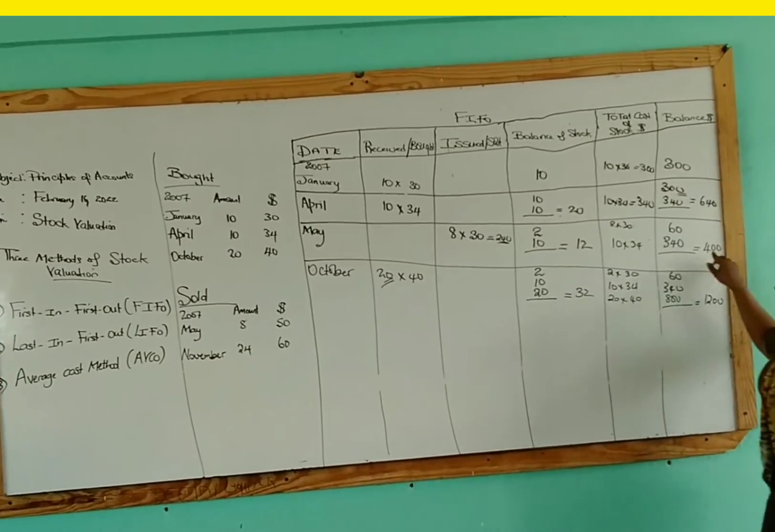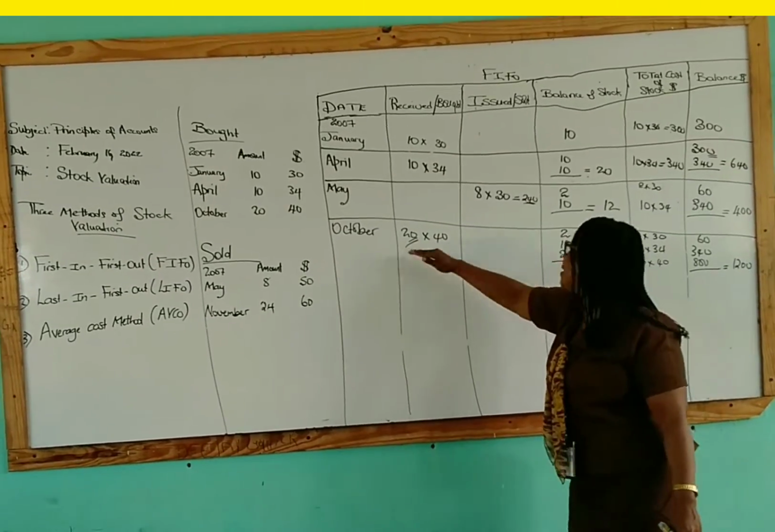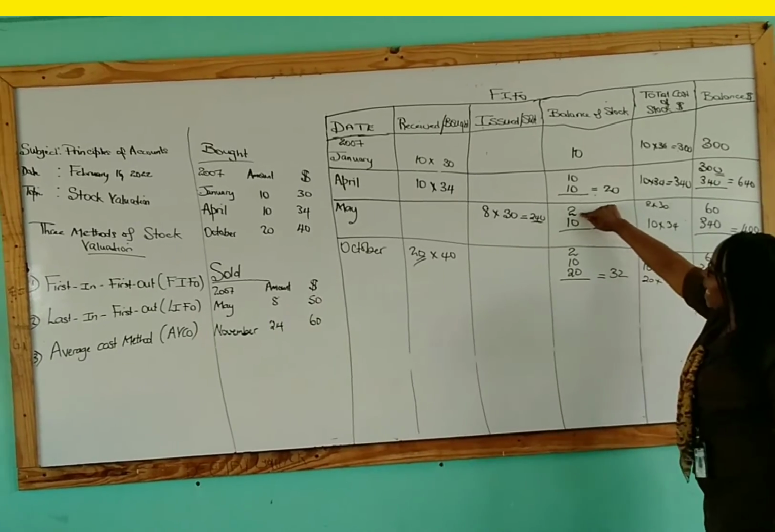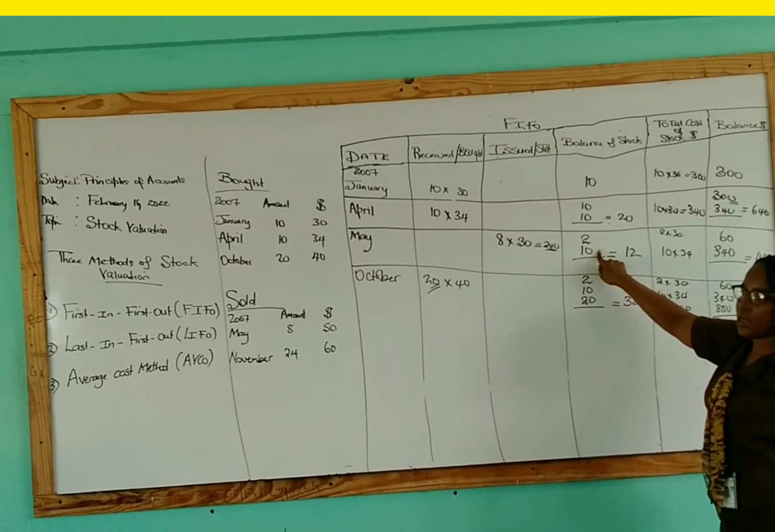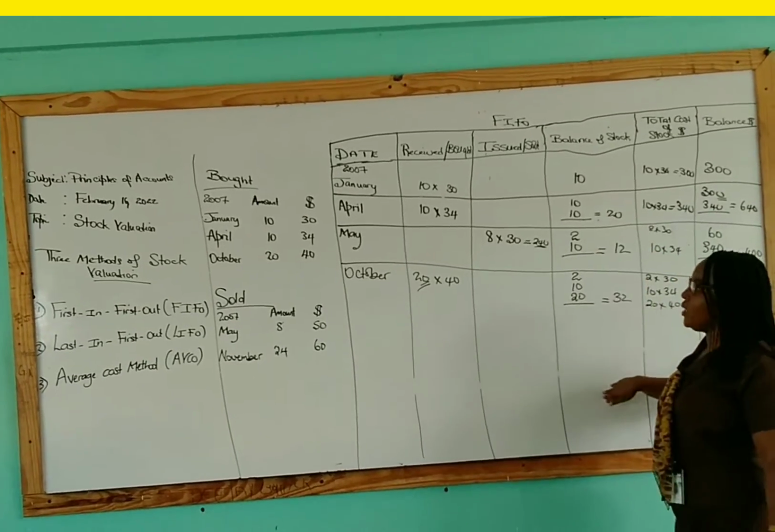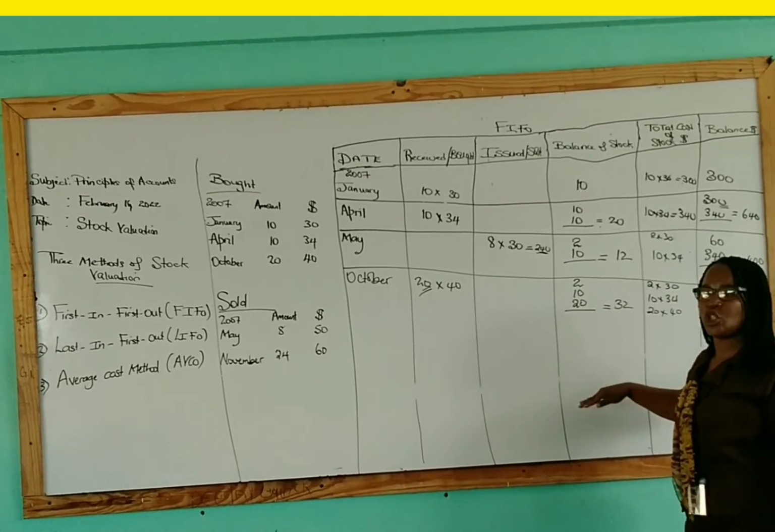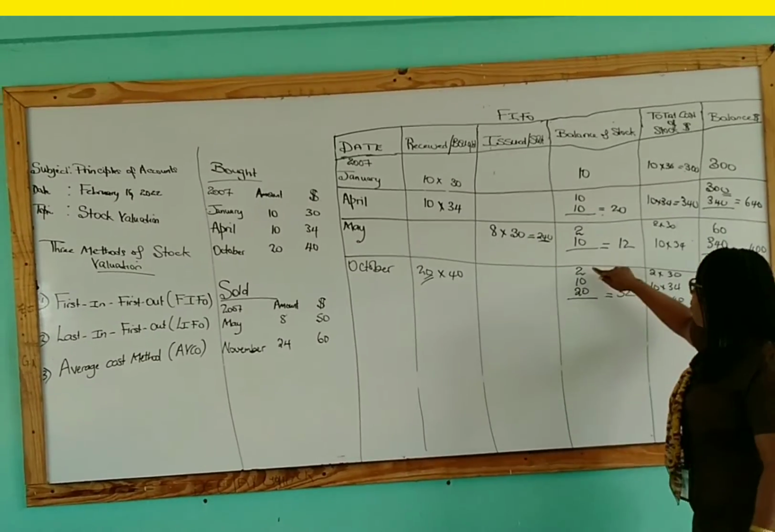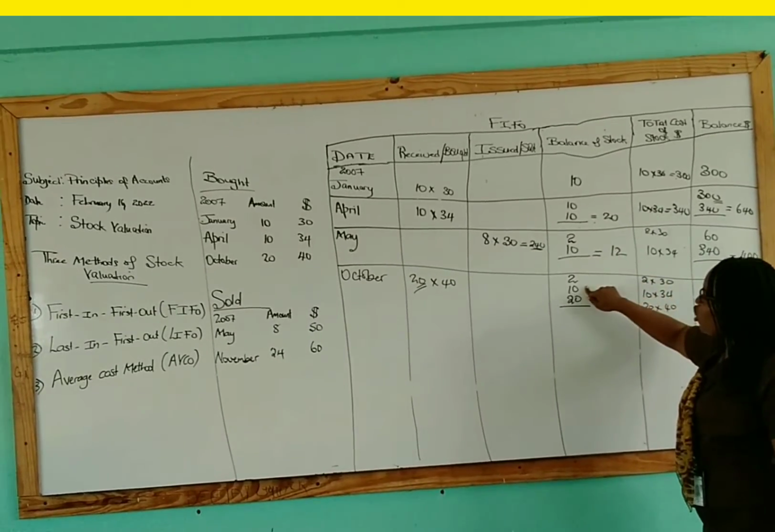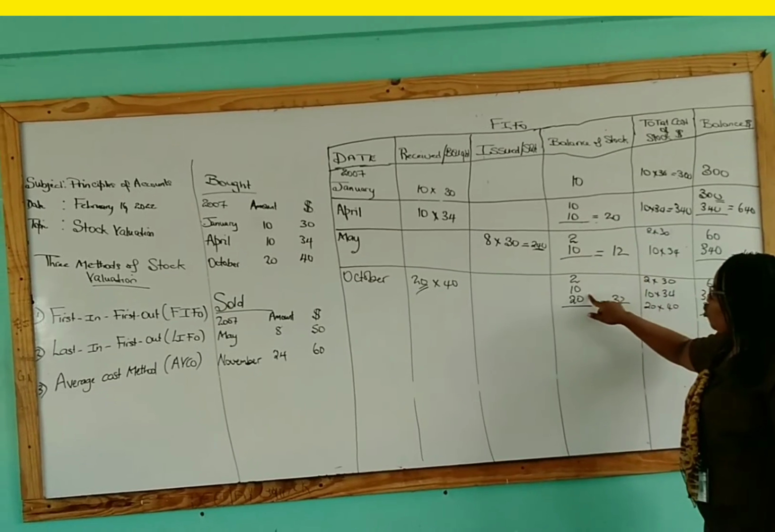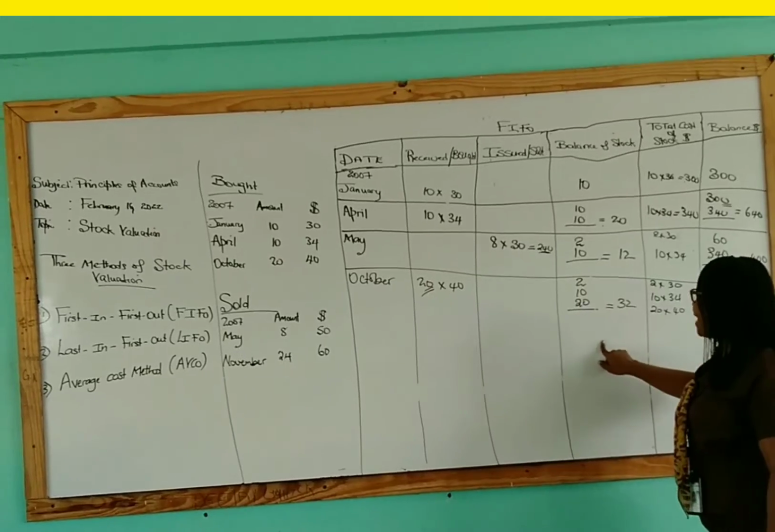And the same method is repeated for October. We went ahead and bought 20 more stock. In our storeroom, we already had 2 out of the January stock and we have 10 of the April stock. So we bring it down, because if you didn't sell anything in the months before, that means they are sitting in your storeroom. So they are called stock. So you bring down the 2 from January and the 10 from April, and you now add the 20 that you went out and bought in October. All of this gives you 32.